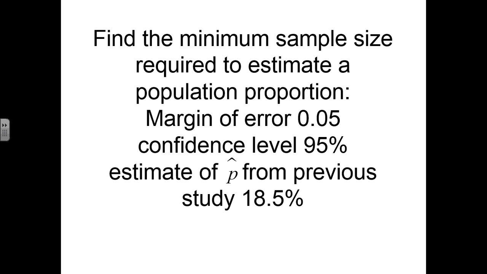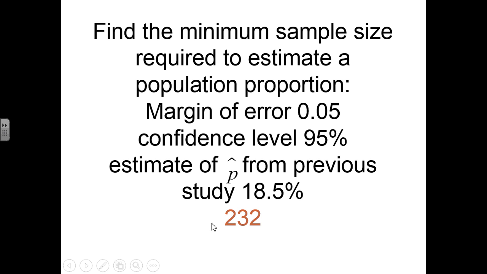All right, so we have a margin of error of 0.05. We have a confidence level of 95%. You need to go find the critical value for a 95% confidence level. And suppose it's known from a previous study that p hat is 18.5%. Now, p hat needs to be changed from a percentage to a decimal to use the formula we had a couple slides ago. So pause the PowerPoint for a minute, put those numbers into that formula, and see if you get the correct answer.